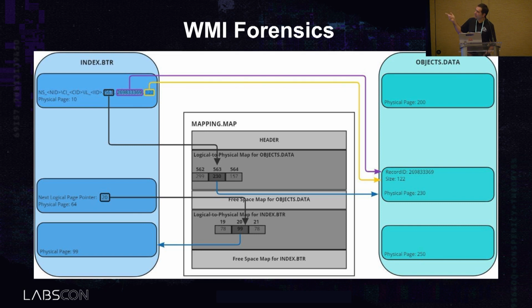The same algorithm can be used for parsing the index.btr. It's a B-tree on disk, as I said. So the format is using a logical page number for the pointers to the next nodes in the tree.